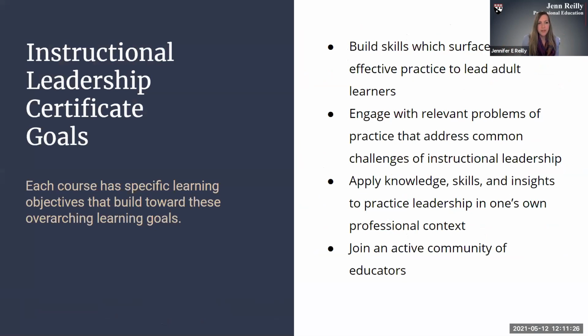These are our certificate goals. Each course obviously will have specific learning objectives. We can't have a course for teachers without great learning objectives, but they all build towards these overarching learning goals that are for the whole certificate.